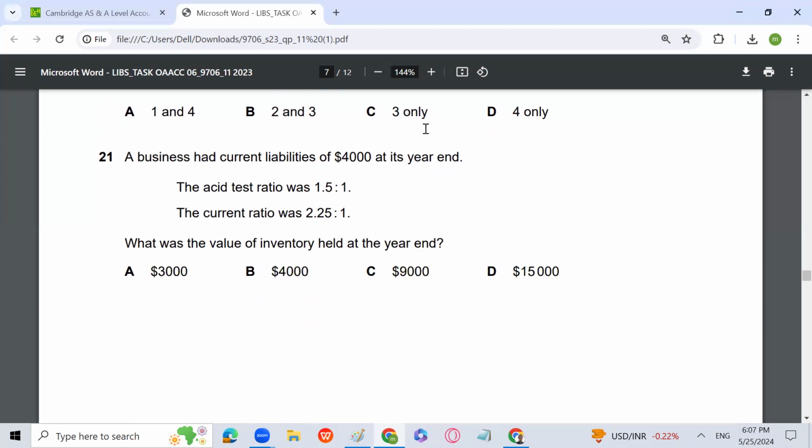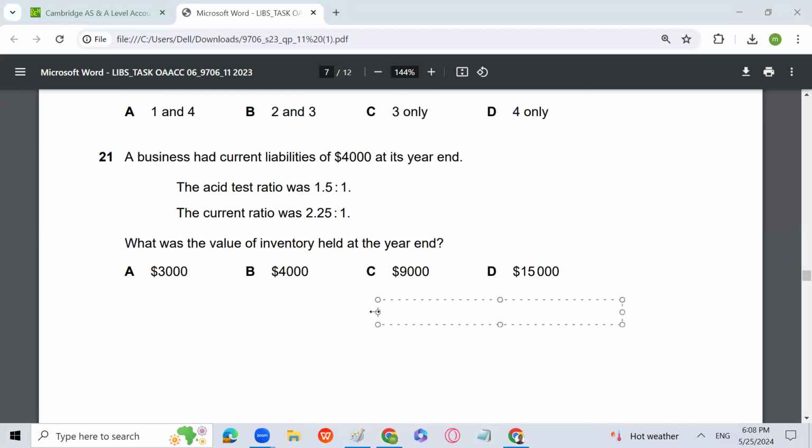B is the answer. A business had current liabilities of 4,000 at its year end. Asset test ratio was 1.5:1. Current ratio was 2.25:1. What was the value of inventory held at the year end? So you need to solve this question properly. Otherwise, you won't be able to solve it.